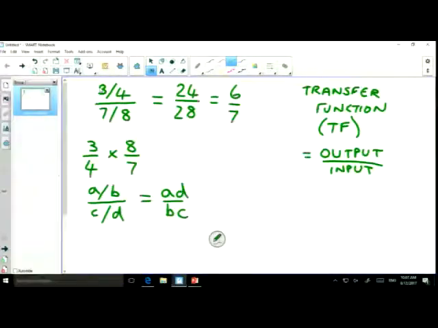Now, what's going to be more common? The sort of things you're going to be seeing are things like first order systems, second order systems. The standard equation for a first order system is something like this.